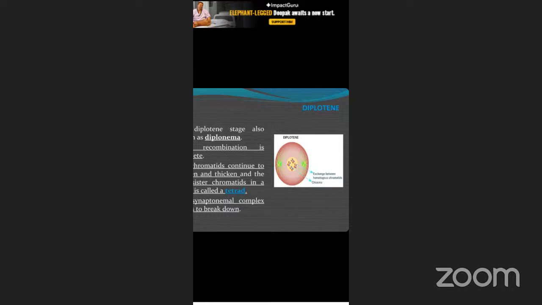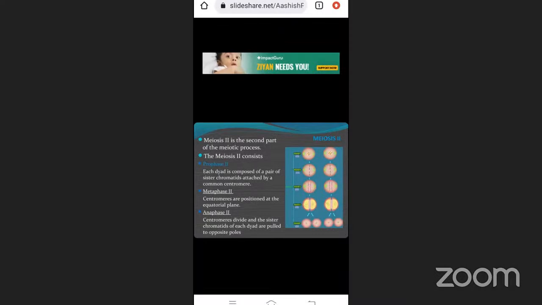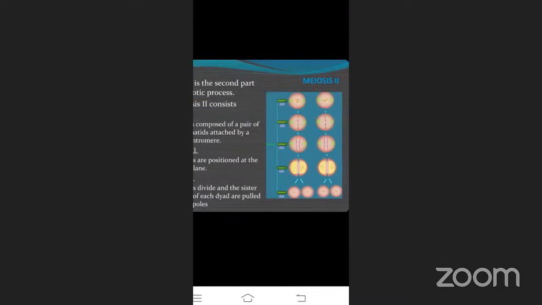So in meiosis 1, after the karyokinesis, cytokinesis usually occurs. See here, this one will be cytokinesis. Cytokinesis is the same as in the telophase, forming two haploid daughter cells. In some plant cells, cytokinesis is delayed until both the meiotic divisions are complete.